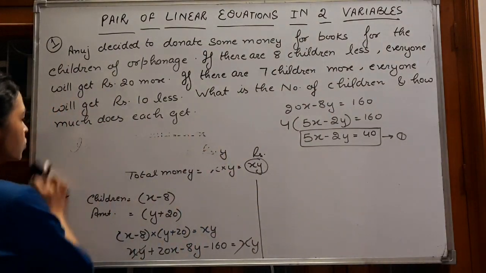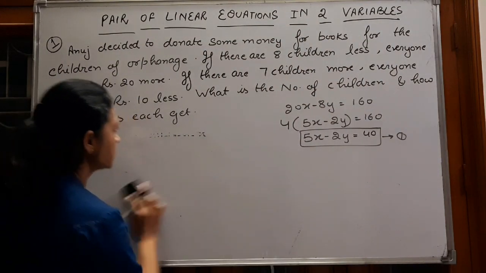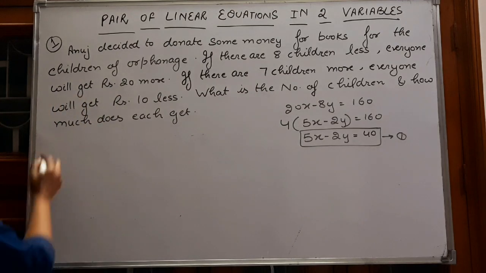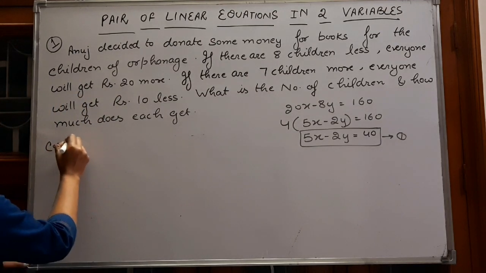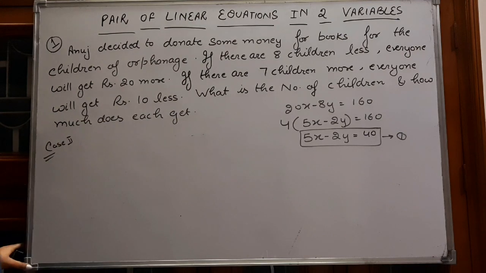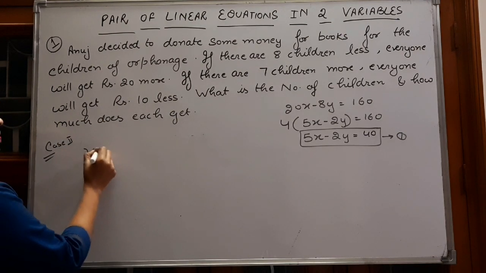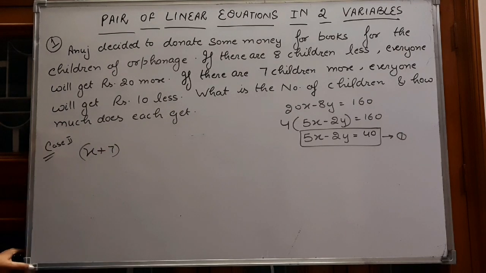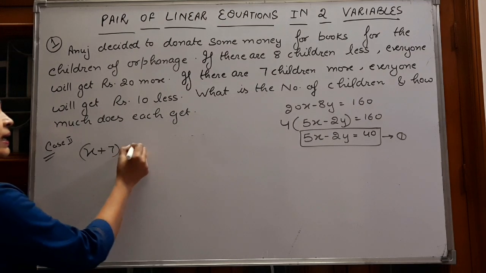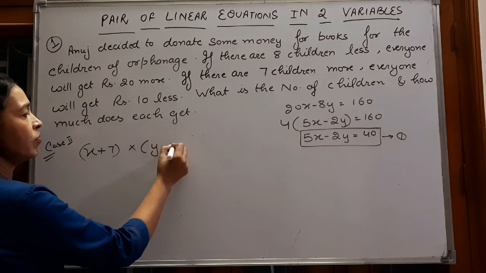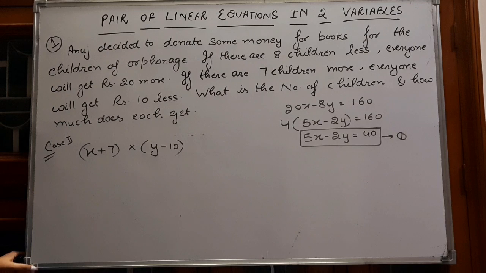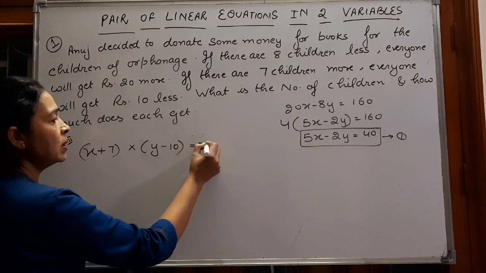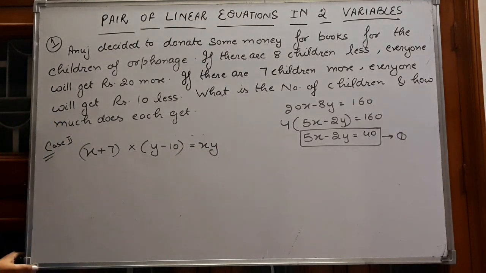Now, in our case 2, if there are 7 children more. Earlier the children were X. Now number of children are X plus 7. Each child will get rupees 10 less. Earlier they were getting Y rupees. Now they are getting 10 rupees less, that is Y minus 10. The total amount is still the same.